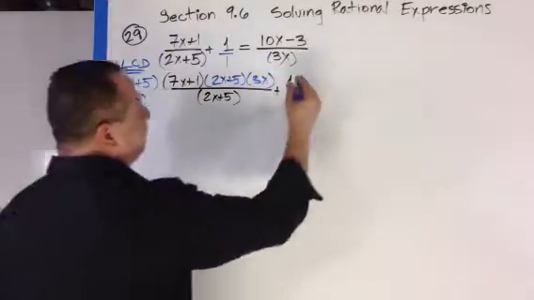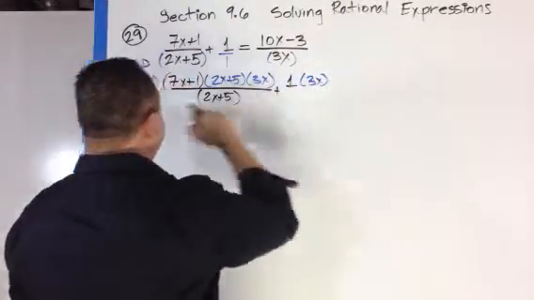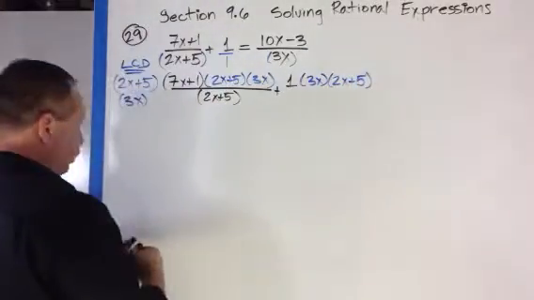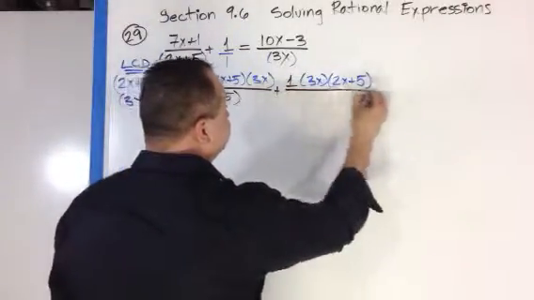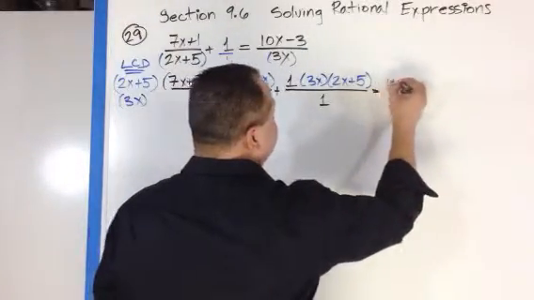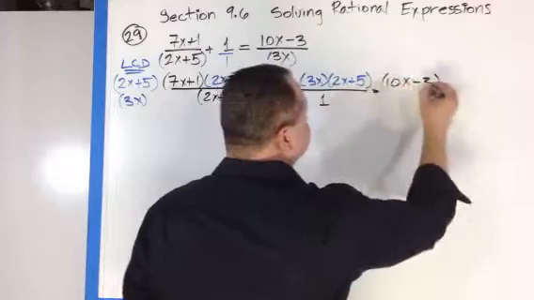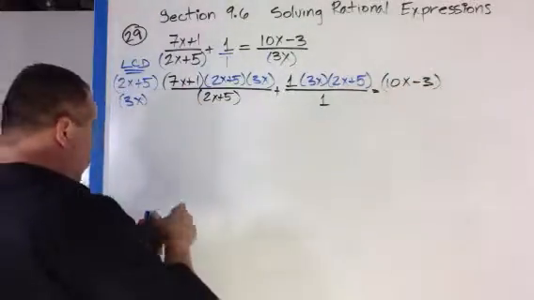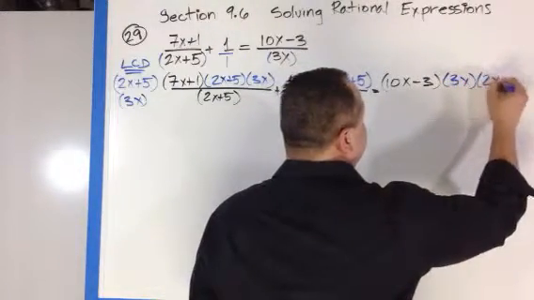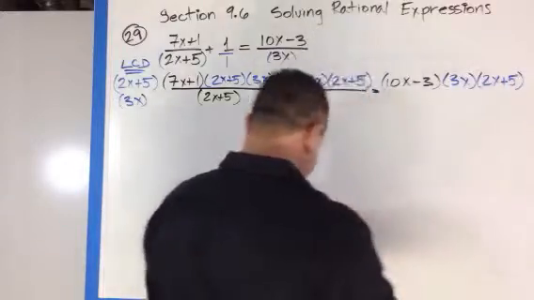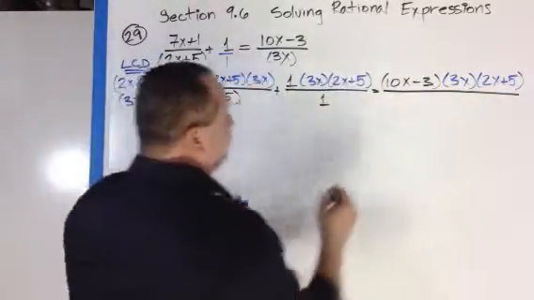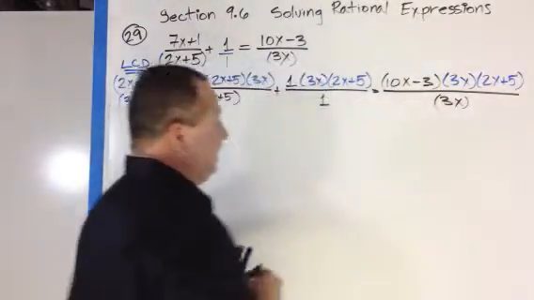I'm going to start putting the 3x in front. I like to have the 3x in front. 3x times 2x plus 5 all over just 1. Finally, we have the last one, which is 10x minus 3. Also going to get multiplied by the LCD, which is 3x and 2x plus 5. Very, very long problem. It's almost not even a very good problem to do on the board. All over 3x.